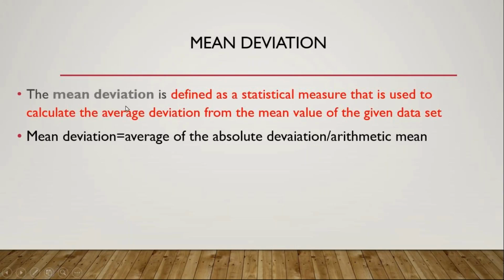Mean deviation. The mean deviation is defined as a statistical measure that is used to calculate the average deviation from the mean value of the given data set. So what is mean deviation? It is the average of absolute deviation upon arithmetic mean.